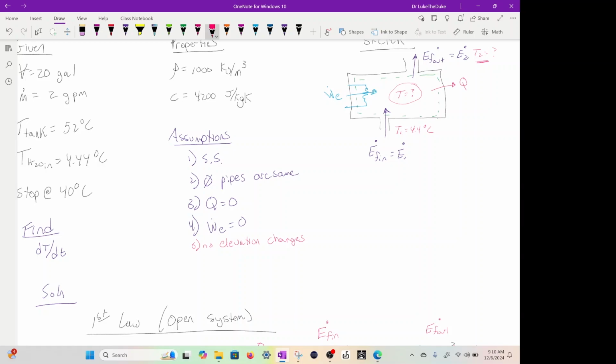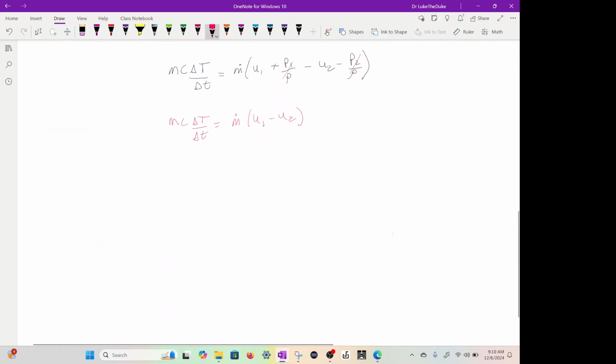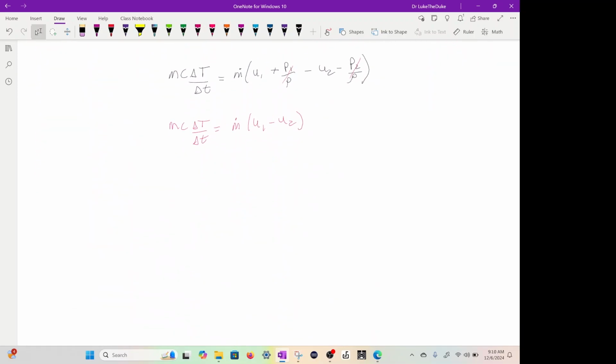So the tank temperature starts at 52. We have 4.4 degrees C coming in. It's going to cool the temperature down to a point where it's not safe anymore, and that's what we're trying to find. All right, cool. Did I miss anything yet?